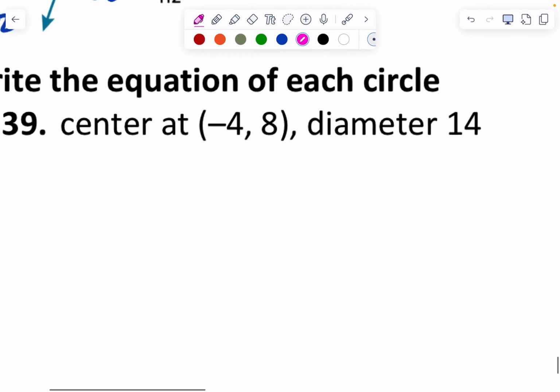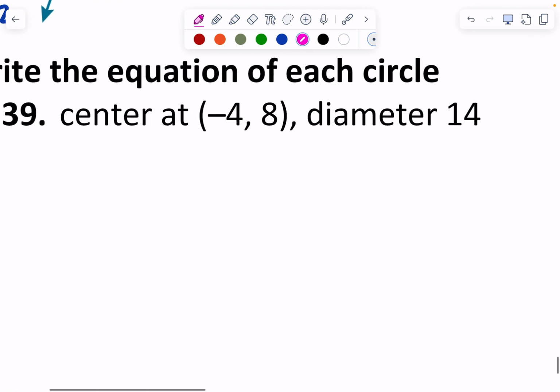Circle, circle. I need two things for a circle. I need to know the radius, and I need to know the center. The center is at negative 4, 8, and the radius is 7.